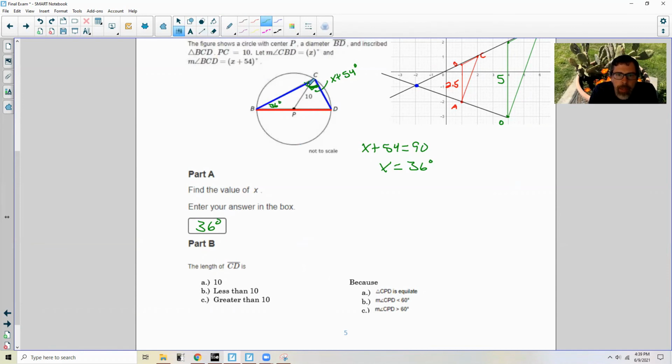Okay. And this is 90 degrees. Then this angle over here is 90 minus 36, which is 54 degrees. Okay. So what else can we get from this? This is 10. This is 10. And this is 10. We already knew that. It was given. Why do I know these are equal? Because they're all radii. What it is asking for is the length of CD.